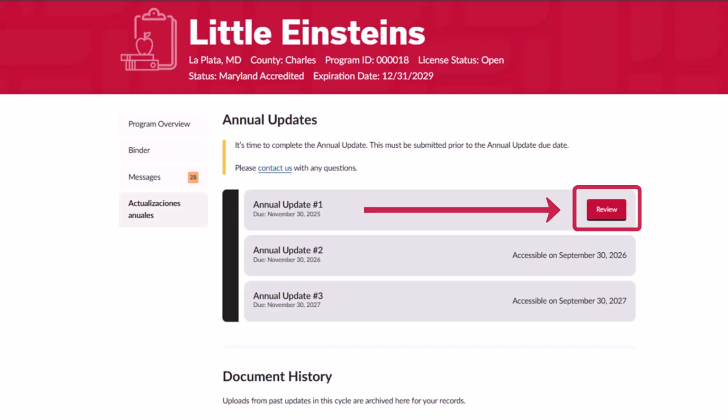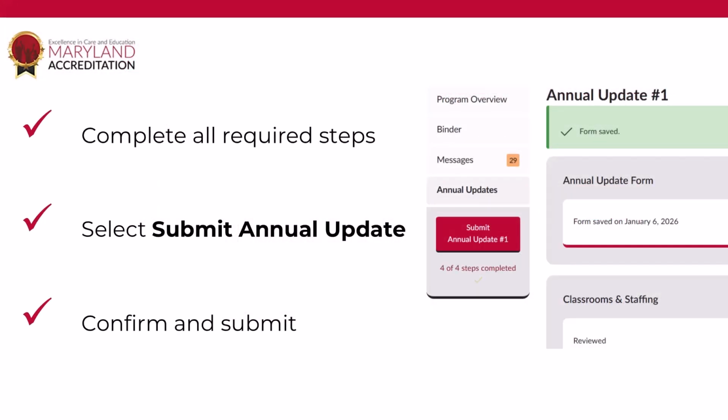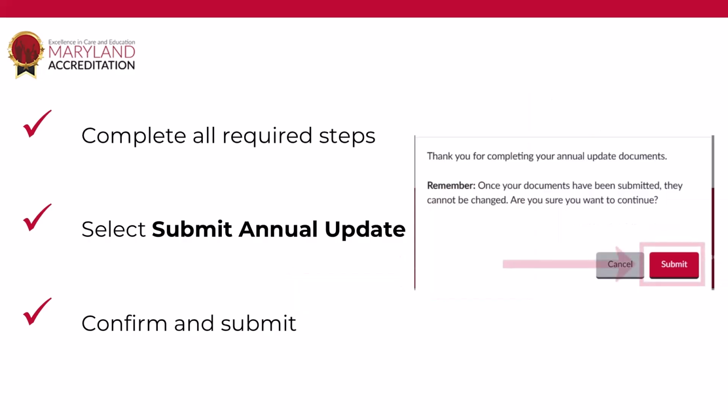In the Annual Update, a Submit Annual Update button is highlighted and a counter shows 4 steps completed. Submit Annual Update, pop-up confirmation and Submit button. Complete all 4 required steps of the Annual Update, then select Submit Annual Update. Confirm that you are ready to submit the Annual Update on the pop-up window.